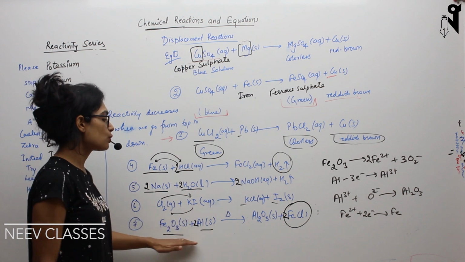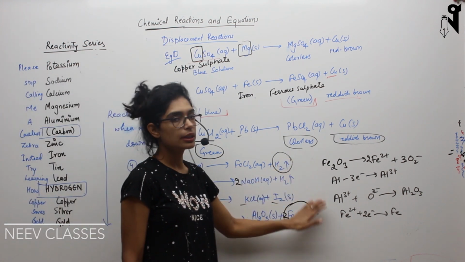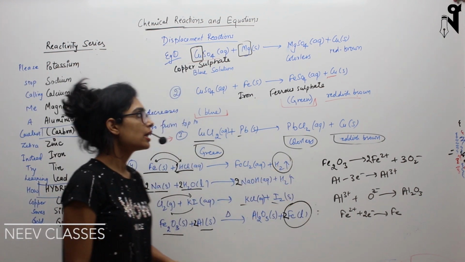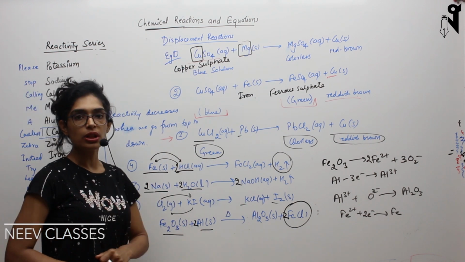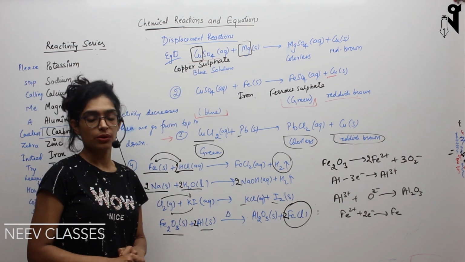And this is the balancing I have shown you over here. I have not done the ionic balancing, that you try out on your own. These are the examples of displacement reaction. Next we'll be talking about double displacement reaction.